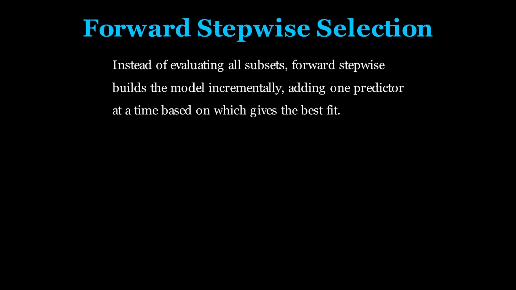The first alternative method is forward stepwise selection. Forward stepwise selection is a much more computationally efficient approach compared to best subset selection. Rather than searching all possible subsets, forward stepwise selection starts from the null model and greedily adds one predictor at a time, always choosing the variable that most improves the fit.